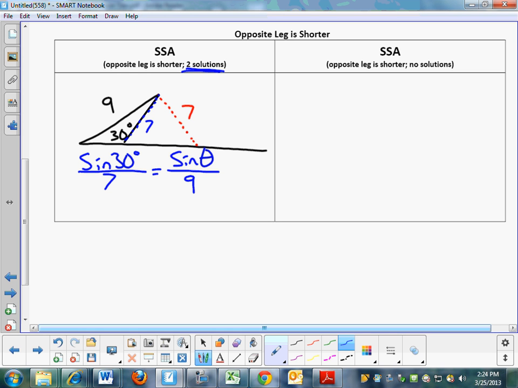And you would go through that process of solving it. You would take 9 times the sine of 30, which is 4.5, equals 7 times the sine of theta. And you would solve for the sine of theta by dividing both sides by 7. So you get 4.5 over 7 is equal to the sine of theta.